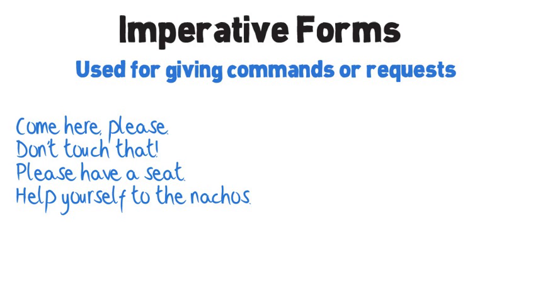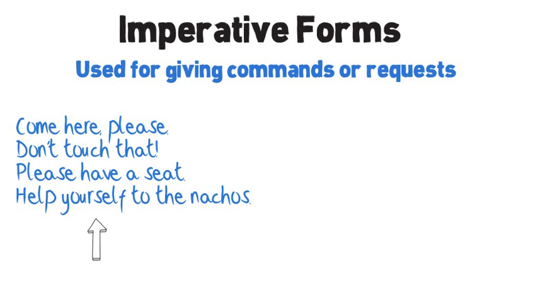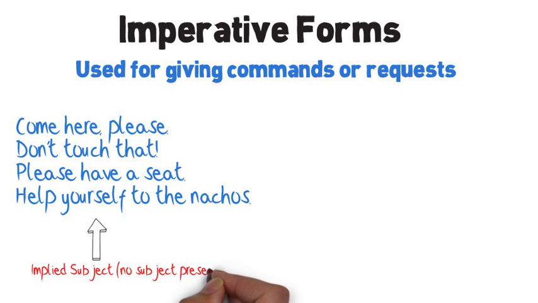Notice in each of these that there is actually no subject. That's what makes them imperative as opposed to interrogative, question forms, or indicative, normal statement forms. The hallmark of imperative forms is the implied subject. In other words, the person doing or not doing the action is not actually present in the sentence.